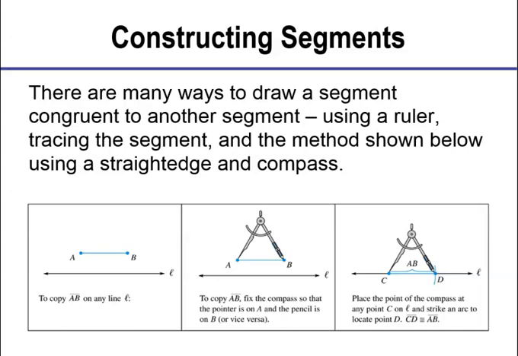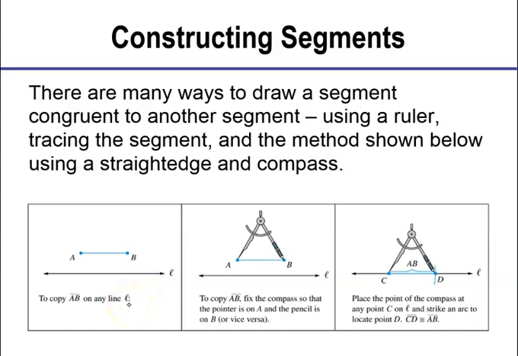So the first thing you do is copy AB on any line. So here we have this line segment and we're trying to copy it on line L. Now how could you create line L? You could just draw it with a straight edge, right? Or you may already have it. It just depends on your situation.